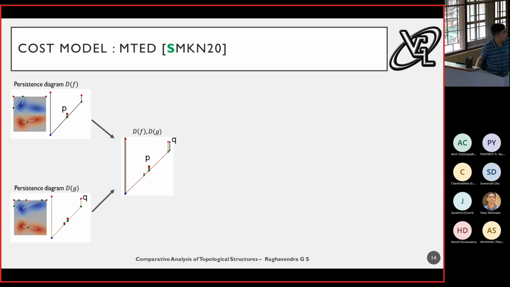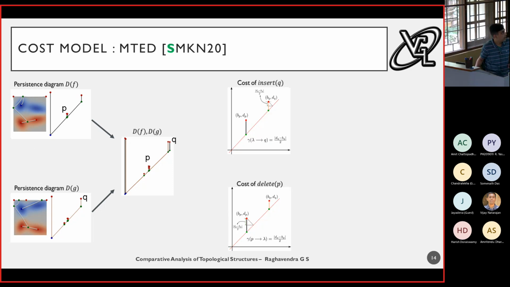So we combine these two persistence diagrams, and we define the cost as follows. The insert and delete operations are kind of complementary, so the costs are defined in a similar fashion. If there is a feature here which we want to delete, the cost would be the L infinity distance between the feature in the diagram and the diagonal. Similarly, the insert cost is also defined in an analogous way.